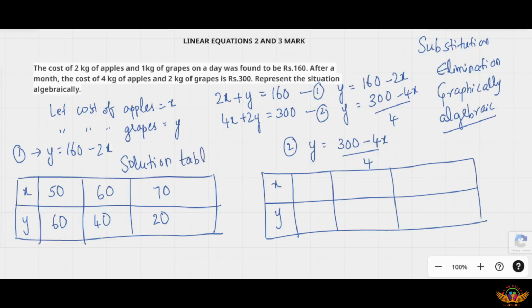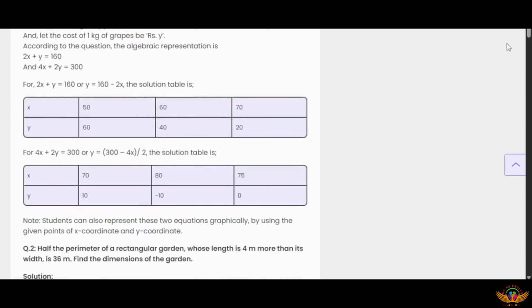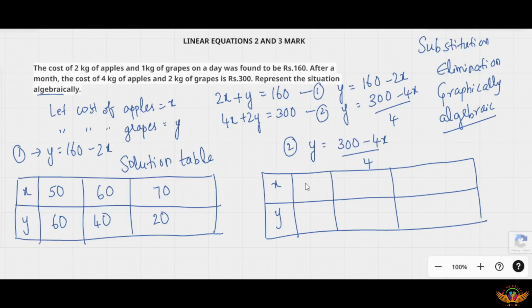If they ask you to represent the situation graph algebraically, you have to provide a solution table. Coming to the second equation, let us take the values. It's your wish. If you take the same values, it will be easy, but you can take different values as well. I want to take different values, 70 and 80. You can take not only 70, you can take 85, 95, anything.